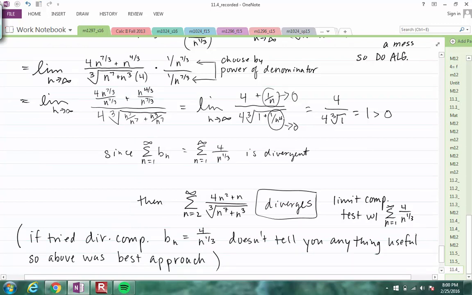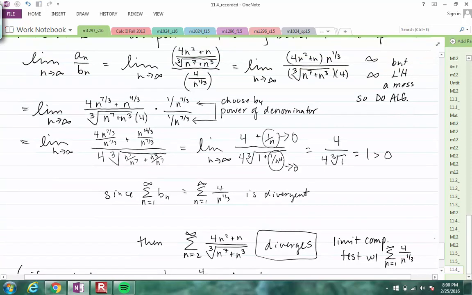So just a tip here, if you had tried direct comparison with the same b sub n, this one you actually wouldn't have been able to get anything that was useful, whereas the limit comparison test did work in this case. Alright, that's it for 11.4.